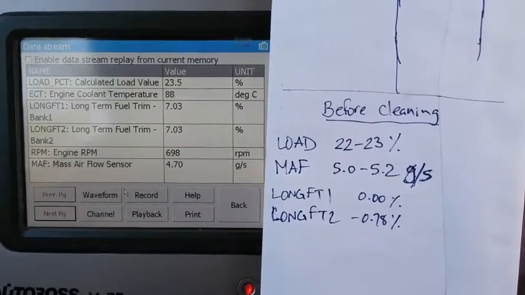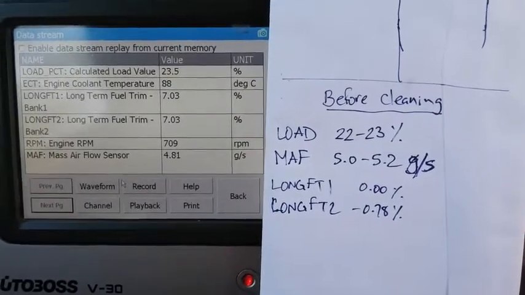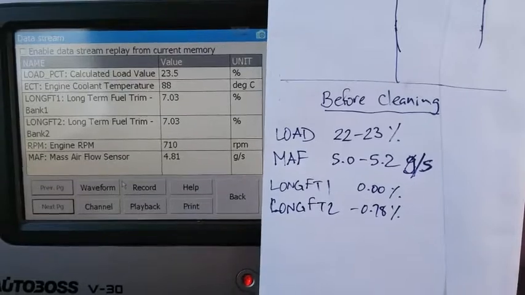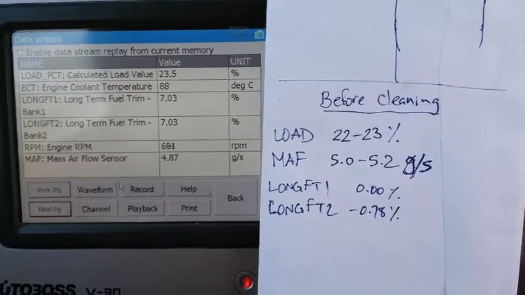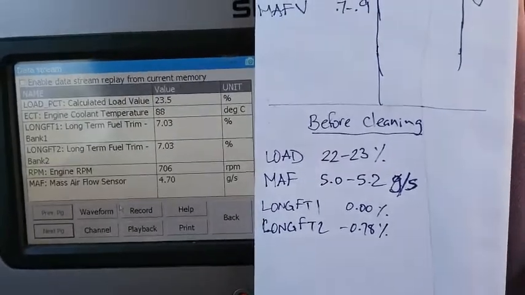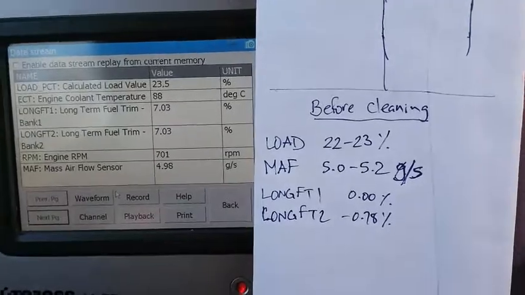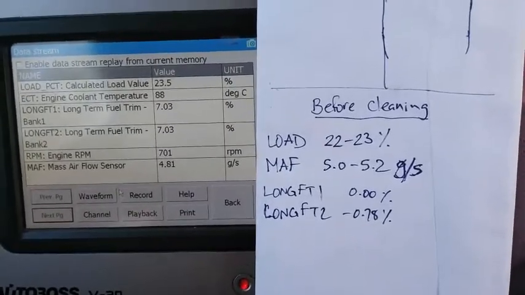Which, to me, is still good no matter what. This is a 16-year-old engine, but being at 0%, to me, that's an indication that there's a problem. In this case, like we said, it was a partially dirty mass airflow sensor, which was reporting a false reading to the computer.